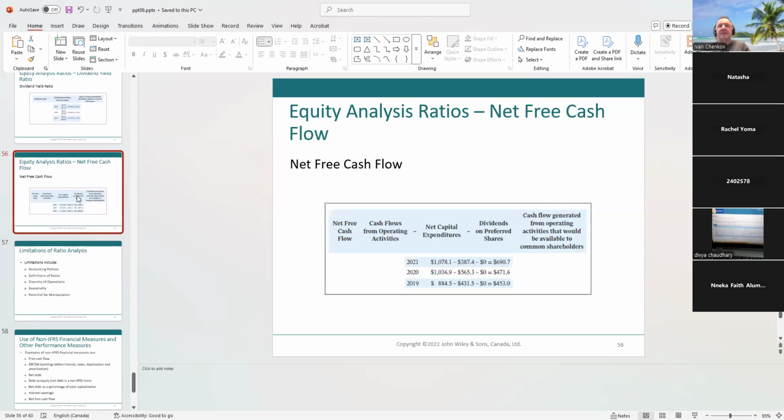Then we have the equity analysis. That will be the free cash. What is the free cash? Free cash is the cash from operating activities from the cash flow, minus all the capital expenditures, which you are using to have the ability to generate more return in the future, and minus the dividend that you're paying to the preferred shares.